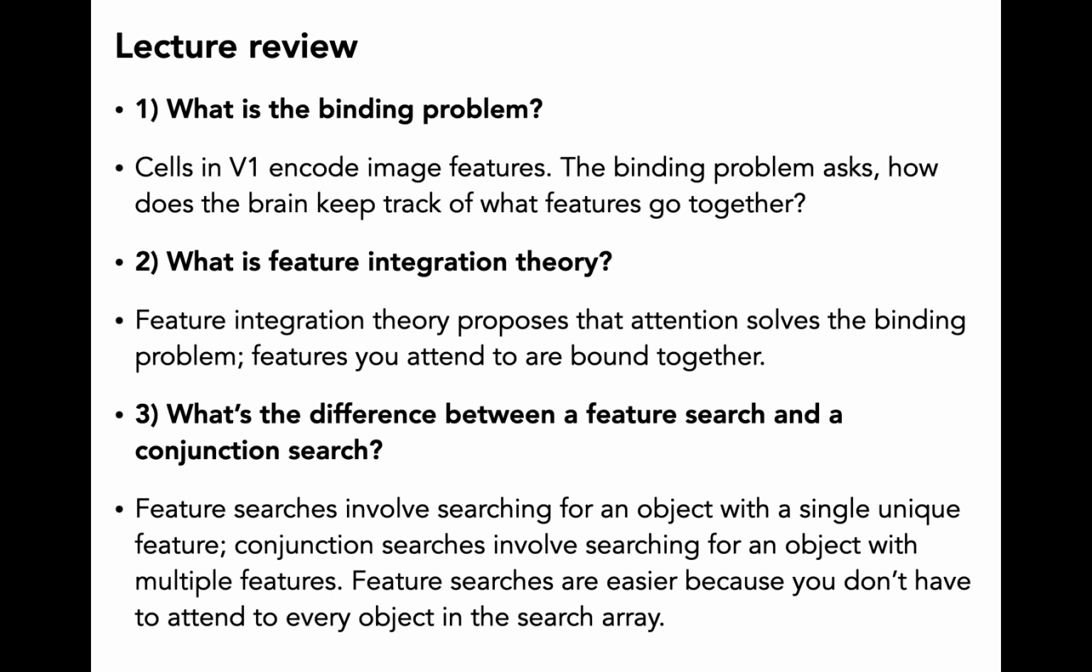So feature searches involve searching for an object with a single unique feature. Conjunction searches involve searching for an object that has features that are shared across multiple objects that you're looking at. So the object you're searching for is a conjunction of features of different objects that are in the array. Feature searches are easier because you don't have to attend to every object in the search array to bind their features together. In the case of the conjunction search, you have to attend to each object to bind their features together and to perceive the objects as unique.